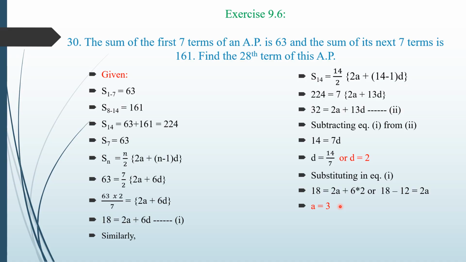Now I have the first term, that is a equal to 3, and also the common difference d is equal to 2. Now finding the 28th term of this AP, a28 is equal to a plus n minus 1 into d. Applying this formula, in place of n I'll substitute 28, in place of d I'll substitute 2, and in place of a I'll substitute 3. When I simplify this, I'll get the 28th term of this AP as 57.